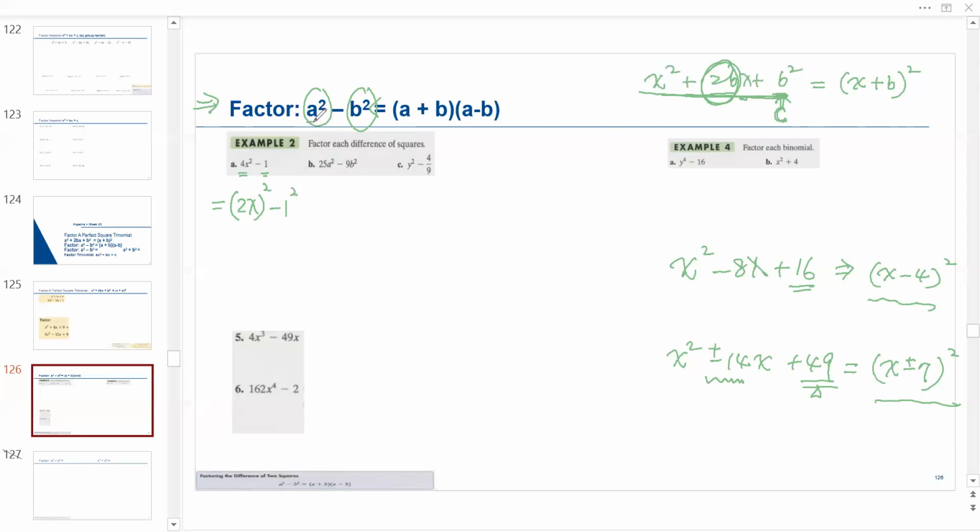Right? So you can see this situation. A is 2x, B is 1. So it means they can change into something like this: 2x plus 1, 2x minus 1. If not, you can do it backward.